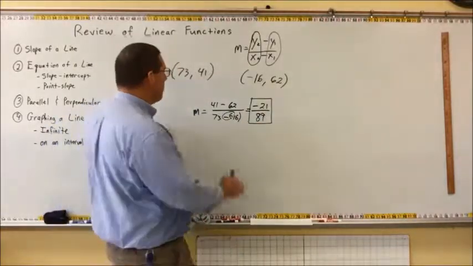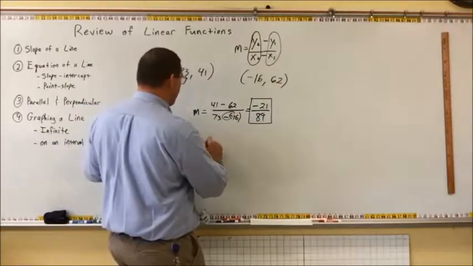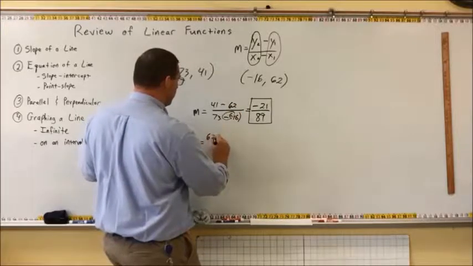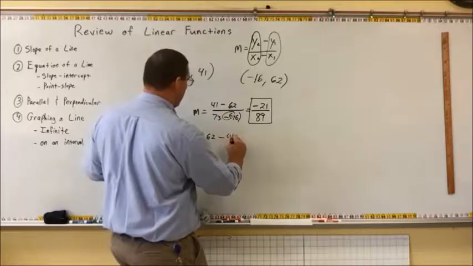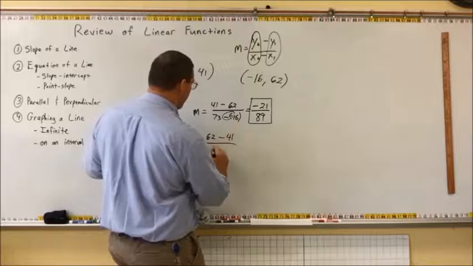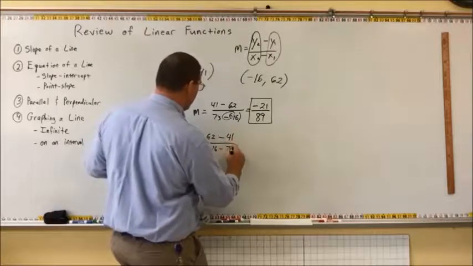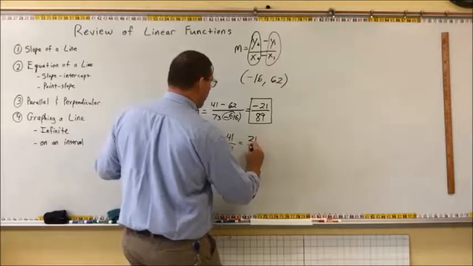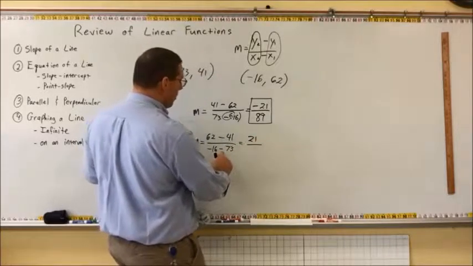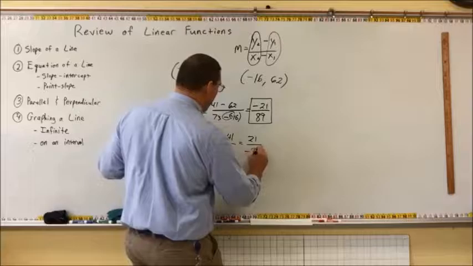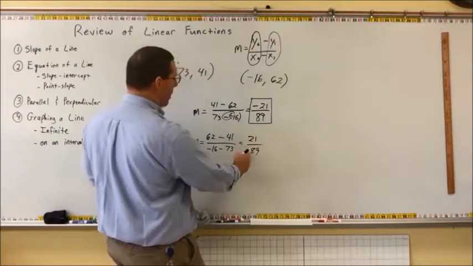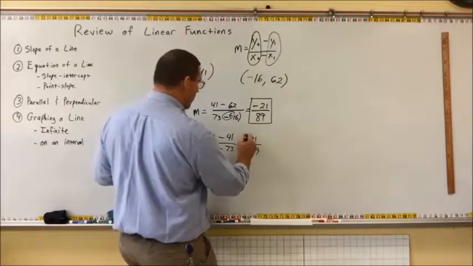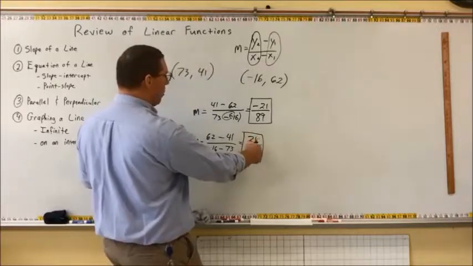Okay, well, let's say that we swapped them around. What if I did m is equal, what if I put the 62 first, minus, and then the 41, over the negative 16 first, minus the 73. Let's see what we get. Well, 62 minus 41, that's 21. Negative 16 minus 73 is negative 89, and a positive divided by a negative is a negative, so this is the same thing as that, right? We got negative 21 over 89.